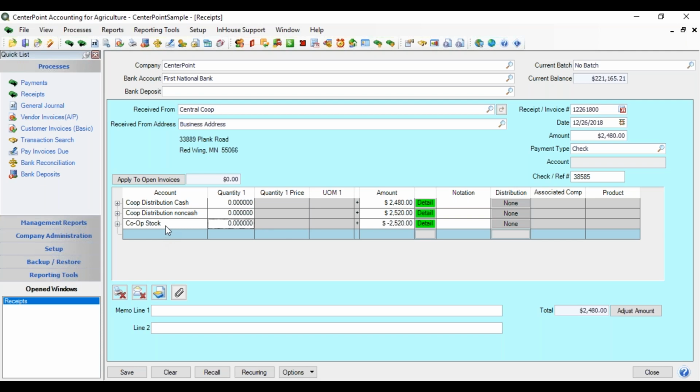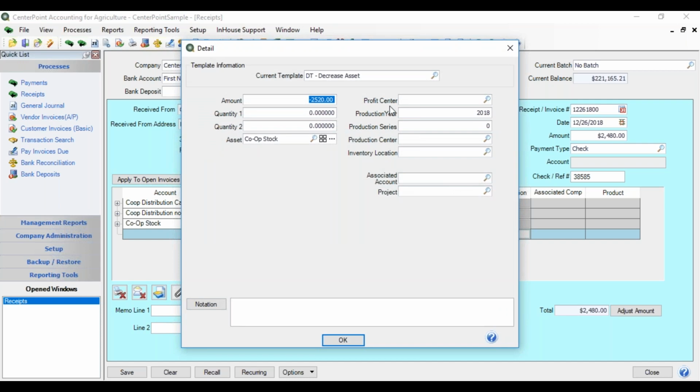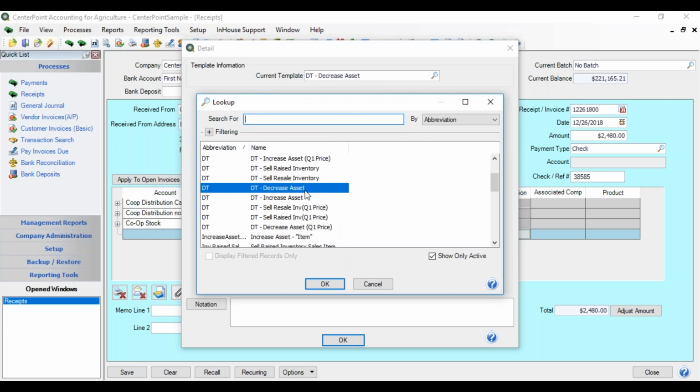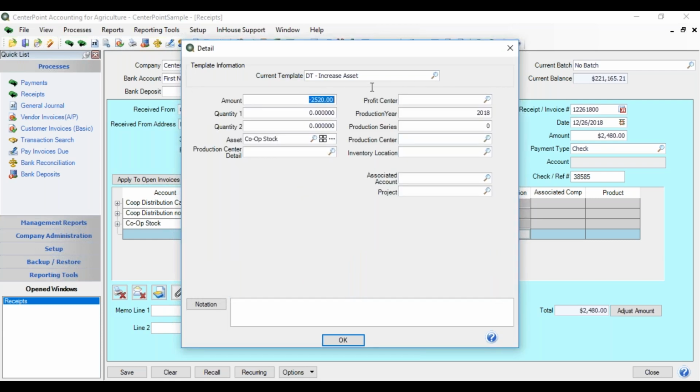The other thing you could have done on the co-op stock, this is showing a negative because the default template that gets assigned when you pick an asset is DT, decrease asset. Normally, if you're taking a receipt and you're offsetting that with an asset, that means you're selling that asset and that asset's going to decrease. But in this case, we're not decreasing the asset, we're increasing it, and that's why the amount went to a negative. What we also could do is switch this template to DT increase asset and change the amount to a positive amount also. The result is exactly the same.